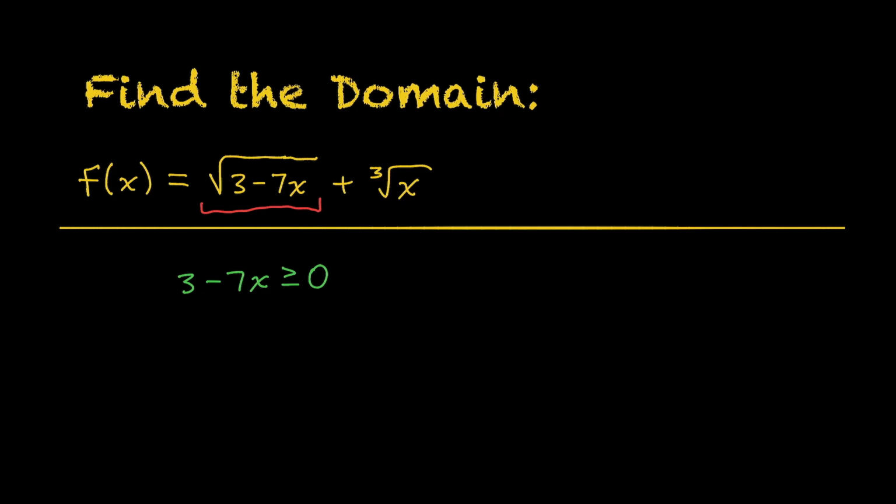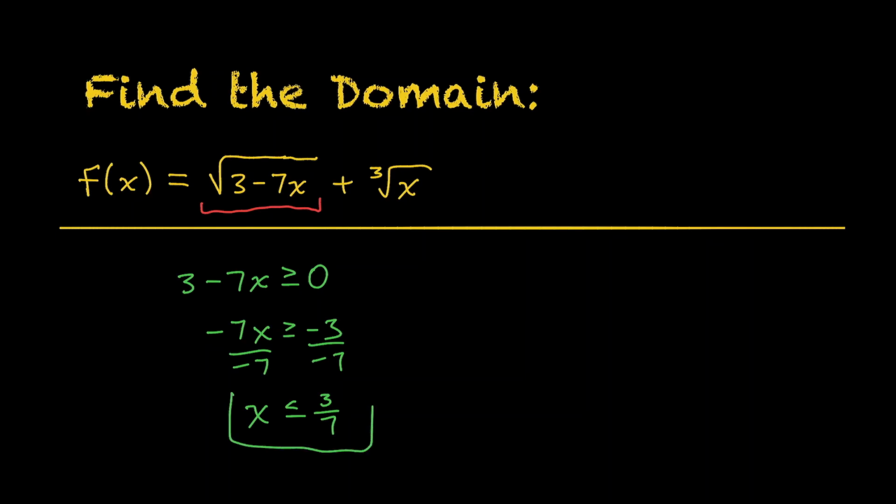So here we can just subtract 3 from both sides. We have negative 7x is greater than or equal to negative 3. And then we can divide both sides by negative 7. Remember, when you divide an inequality by a negative, you're going to flip the inequality. So you're going to get x is less than or equal to 3/7.